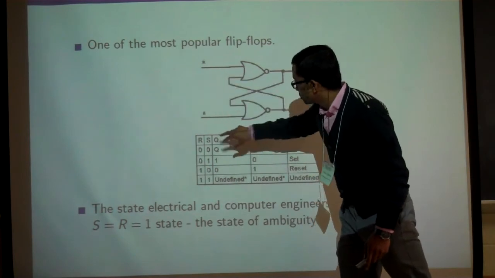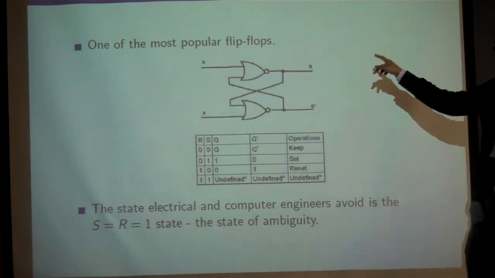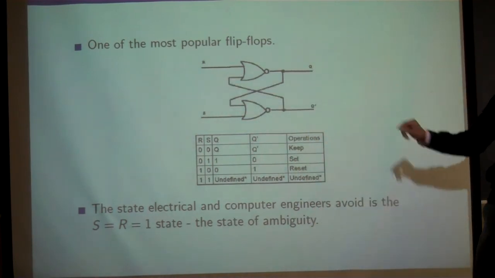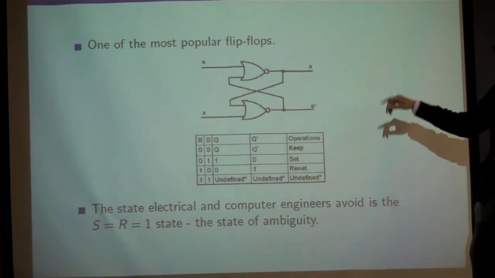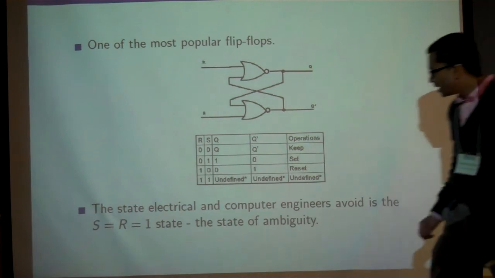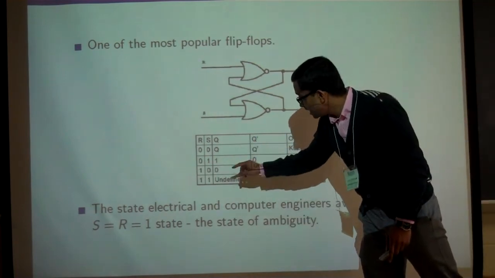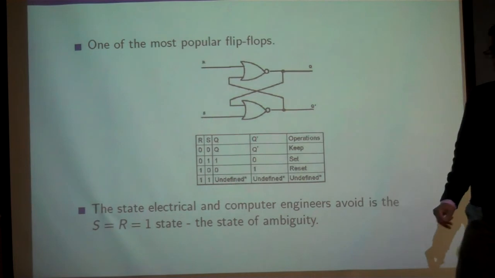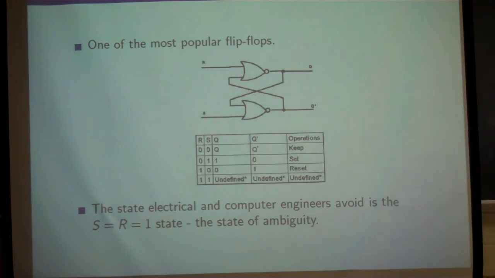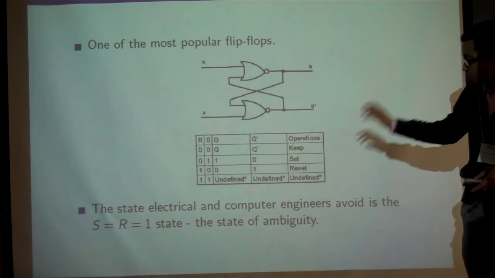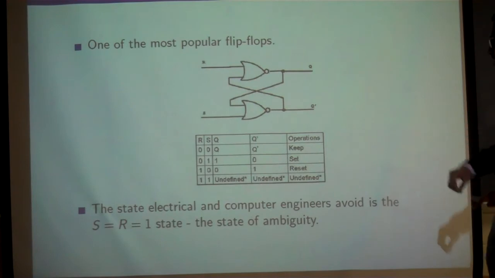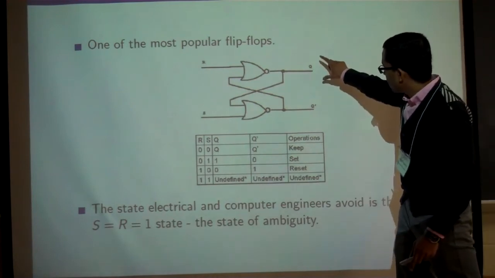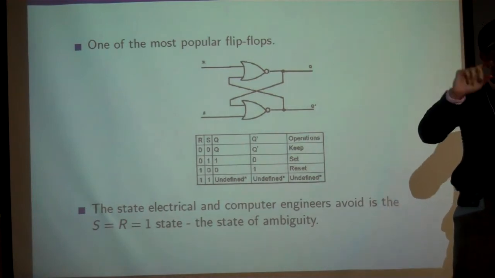If R and S are both 0, then Q and Q prime will remain the same. So if it was 1, 0, it'll remain 1, 0. If it was 0, 1, it'll remain 0, 1. Now, the state that's avoided in most applications is the 1, 1 state. When it first was designed, electrical engineers would avoid this 1, 1 state. One reason this is avoided is because now Q and Q prime won't be the complements of each other.